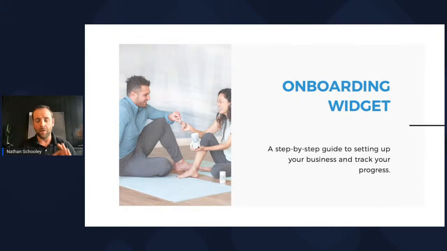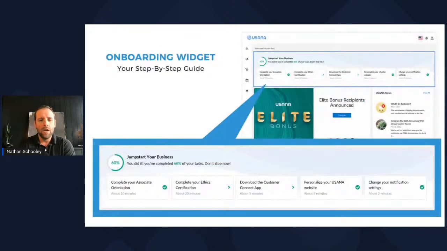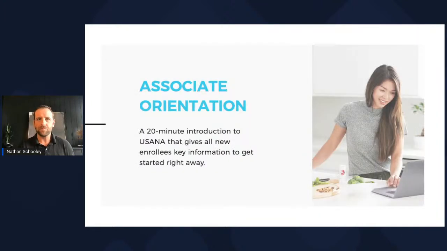The other thing that I want to focus on in this PowerPoint anyway is the widget. We've talked about this before. The widget basically is this 5-step process that helps new associates know what the next thing is. Okay, you have the associate orientation, you have ethics and education certification, you have customer connect and personalizing your website, also changing your notification settings. So it shows them how to do those things. You learn a lot, and it helps give you the tools to be able to start sharing with friends, family, and even on social media and other ways that you can connect with other people.